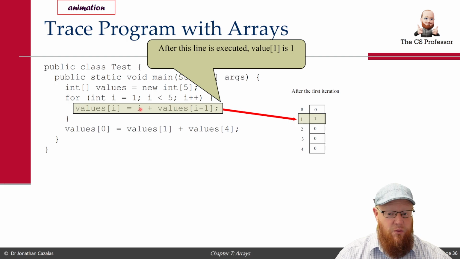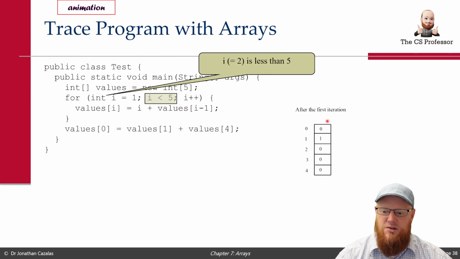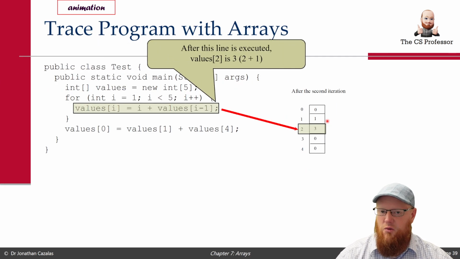What do we see? We see i, which is 1, plus the values at index i minus 1, at index 1 minus 1, since i is 1. So the values at index 0, which is currently 0, add that to the value of i, which is 1, and then save that result into values at index i, which is 1. The result of which is, we now have 1 at index 1. Okay, i++, i is 2, 2 is less than 5, rinse and repeat.